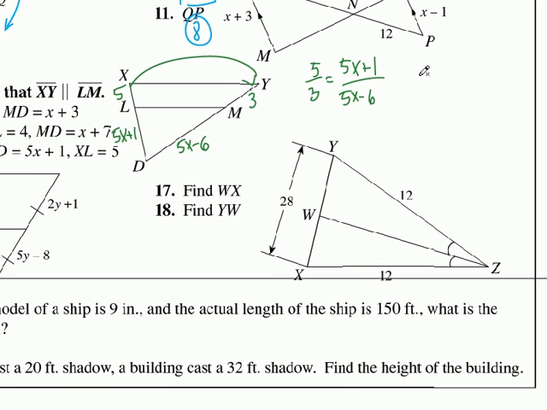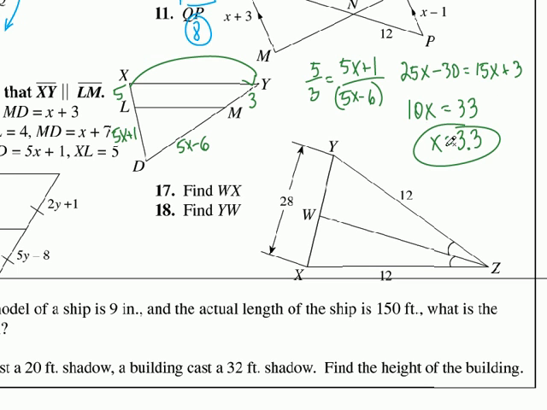And let's cross multiply. So I've got 25x minus 30 equals 15x plus 3. Am I right? Subtract 15x from both sides, you get 10x. Add a 30, you get 33. Did I do that right? Okay, 3.3, or 3 and 3 tenths, or just 33 over 10. Doesn't make any difference. I would accept any of those answers. Since it's 10, it's easy just to move the decimal place.